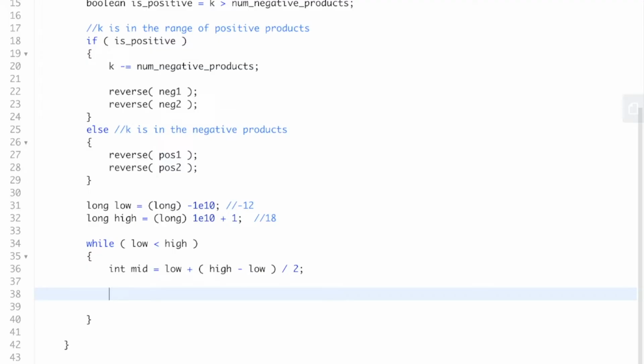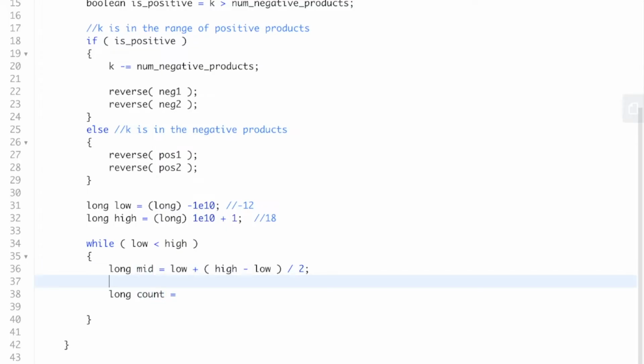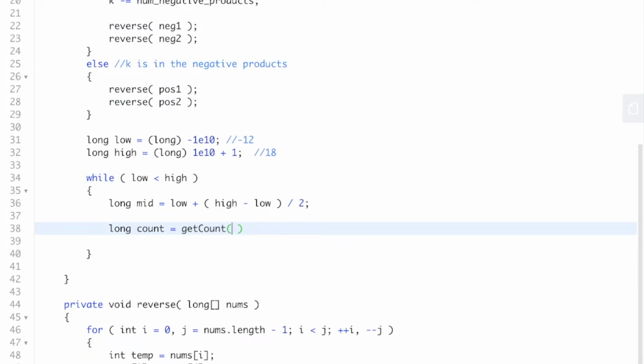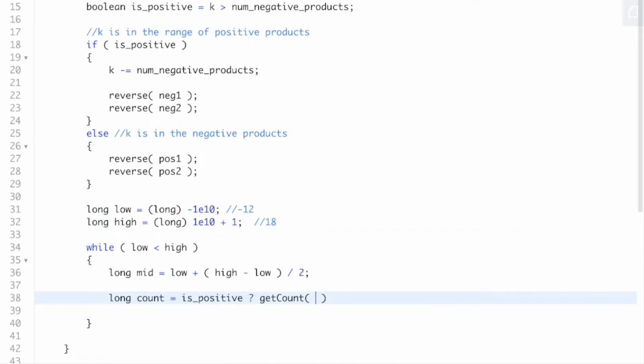count the number. This should be a long. So let's do long count equals, the number of products that are less than or equal to this midpoint. Let's just call getCount, and I'm going to write this helper in a second. What we're going to do is, if it's positive, we definitely want to pass in the positives, so pos1 and pos2.